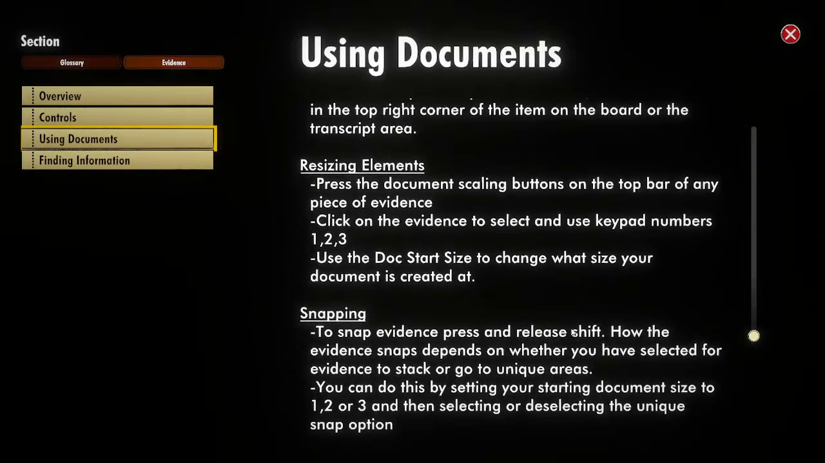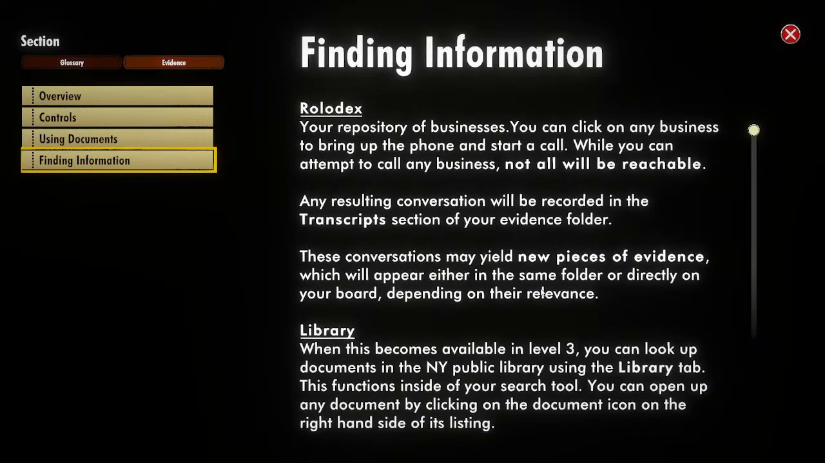Snapping. To snap evidence, press and release shift. How the evidence snaps depends on whether you have selected for the evidence to stack or go to... Oh, I can like stack windows? Setting it to 1, 2, or 3, and then selecting the unique snap option. In level 3, you can look up the library. Why are you telling me about it now, then?